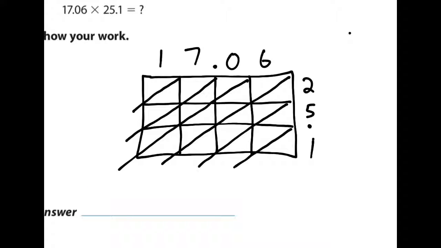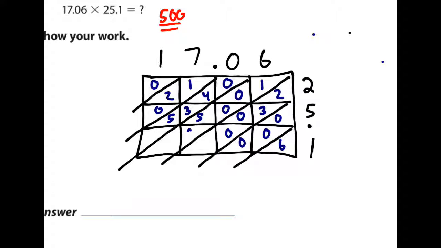So remember before my estimate was about 500. So I'm going to use that estimate to help me place my decimal point too. So I'm going to multiply 2 times everything. So I get 12, 0, 14, 2. Now I'm going to multiply 5 by everything. 30, 0, 35, 1. Oop, I almost messed up. Got to call me on that. 5, not 1. Now I'm going to multiply 1 by everything. 6, 0, 7, 1.